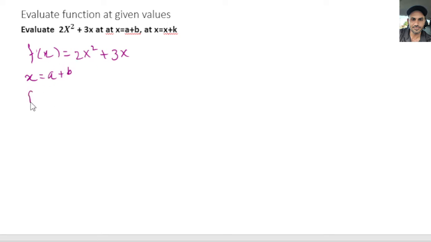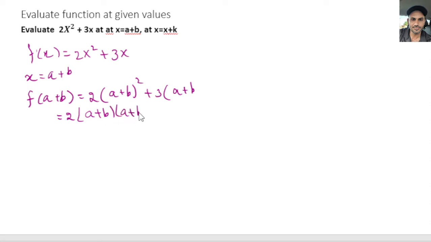So I'm going to go ahead and substitute. For x, I'm going to put a plus b and square that, plus 3, again for x, I'm going to put a plus b. Now go ahead and simplify this. So here we have 2, and we have a plus b times a plus b. And here we just multiply this one. We have 3a plus 3b, when we multiply 3 with this inside the parentheses.